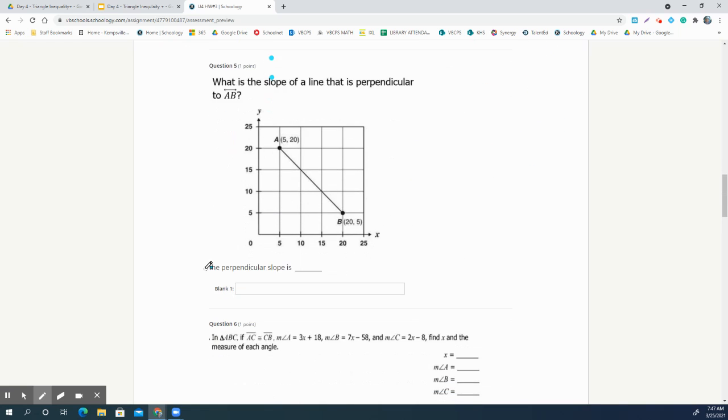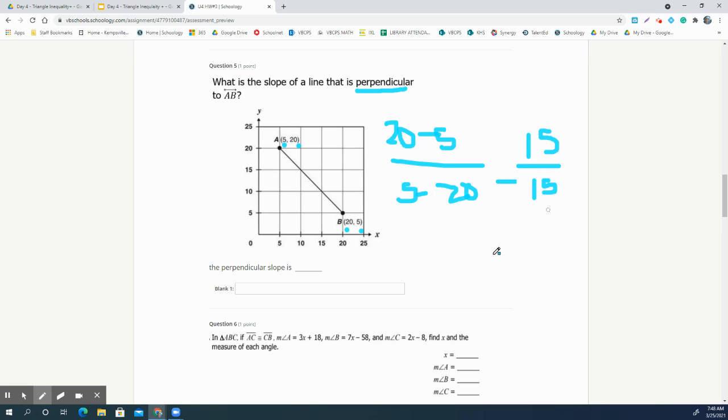The problem with number 5 is the same thing as number 4, kind of. So if I want a perpendicular slope, most people will do y minus y over x minus x. So 20 minus 5 over 5 minus 20. So I've got 15 over negative 15, right? This is a negative slope. That makes sense. So the slope's -1. Why is that not the right answer?